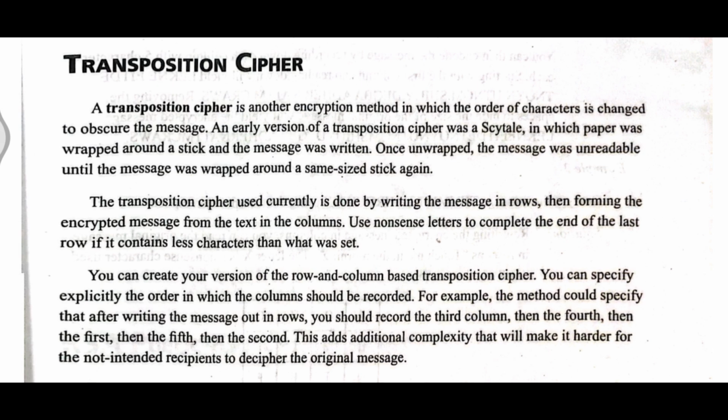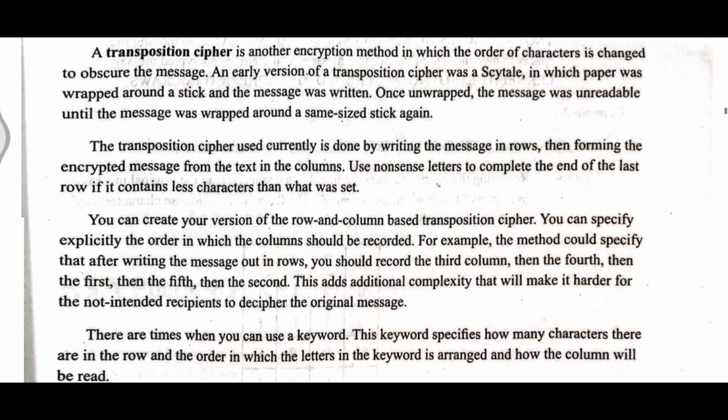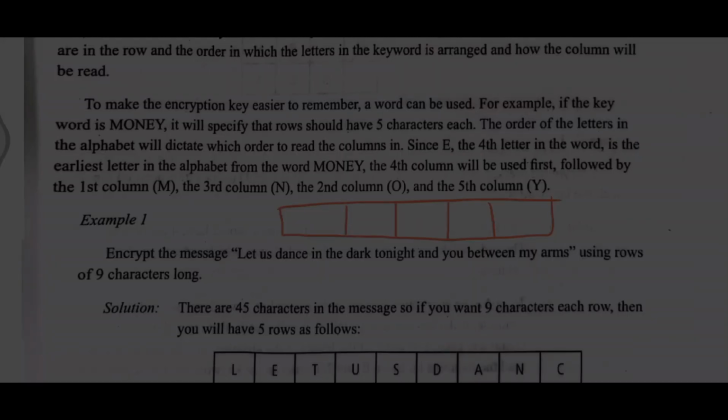And syempre, you can also create your own version of the row and column based transposition cipher. For example, the method could specify that after writing the message out in rows, you should record the third column, then the fourth, then the first, then the fifth, then the second. This adds additional complexity that will make it harder for the non-intended recipients to decipher the original message. So, ganito yan.